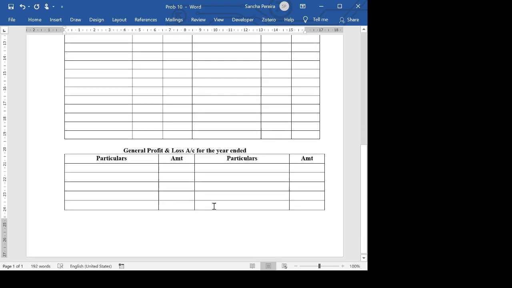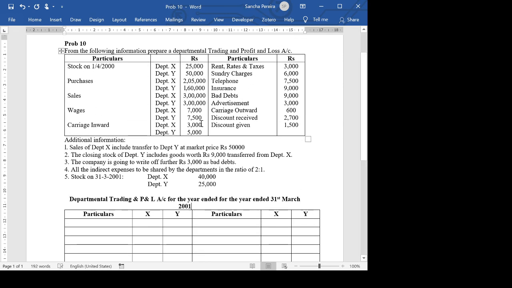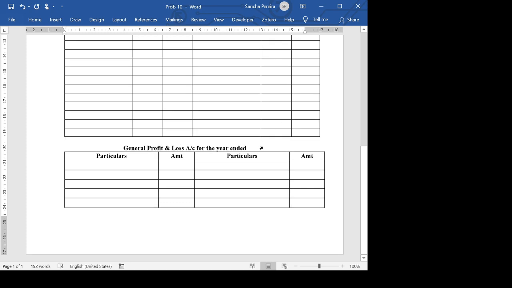And we also have the general profit and loss account. What we are going to put in the general profit and loss account is only that stock reserve, because all these are going to be divided. So only the stock reserve will go in the general profit and loss account. So for that, we need the general profit and loss account for the year ended 31st March 2001.